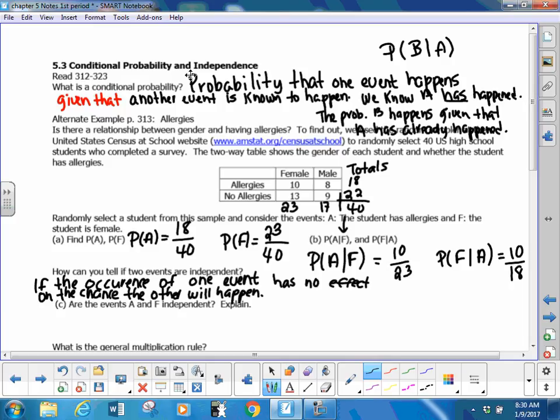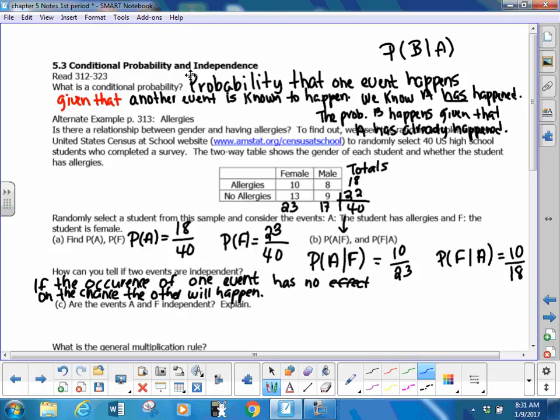And very rarely can we tell just by looking. Like the thing with allergies and gender, you can't tell just by looking. The simple ones that we made up about turning left and right at the intersection or rolling a dice and flipping a coin, yeah, we can tell. Otherwise, you're going to have to use a formula. So if one event has no effect on the chance the other occurs, it's independent. Mathematically, here's how you show this.